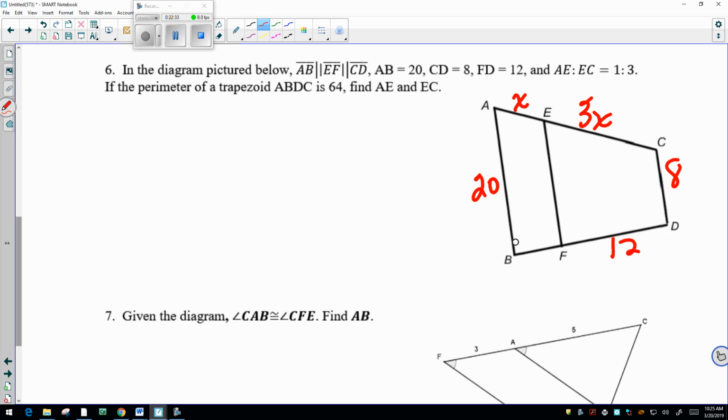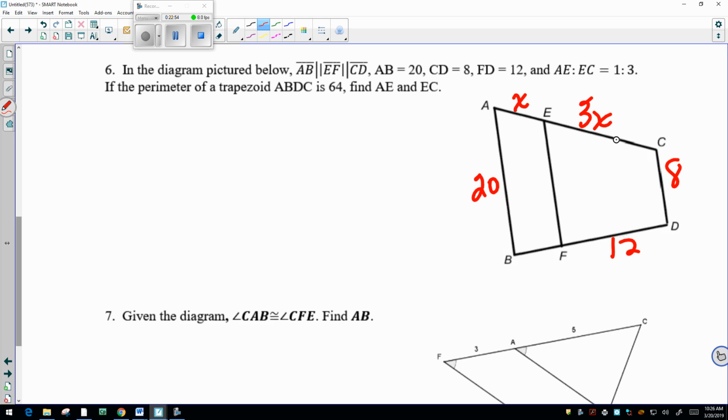Notice I have nothing about BF right now. They have told us we know the perimeter. Perimeter meaning on the outside, all the parts added up on the outside. Okay, so we have to figure out first off, how big is BF? Then I can go back and figure out the x's.